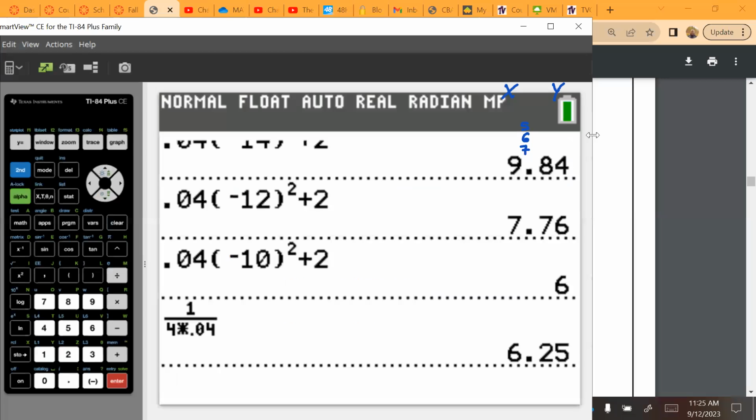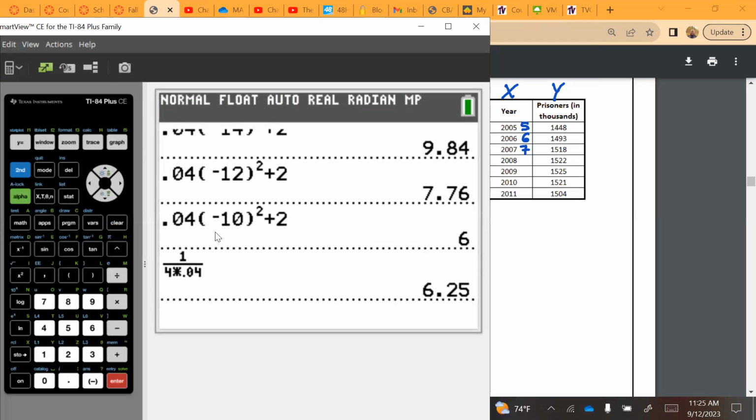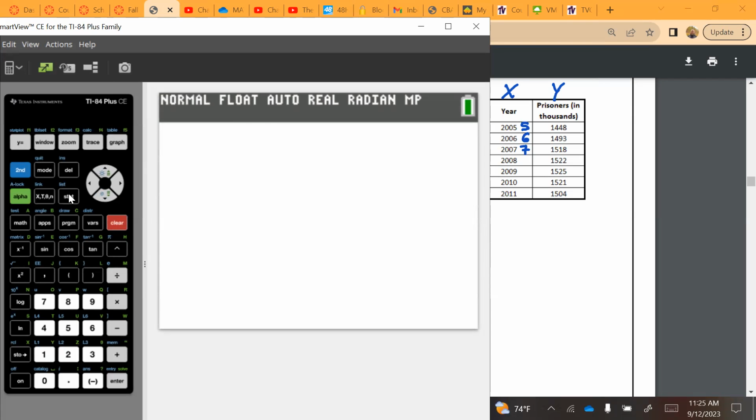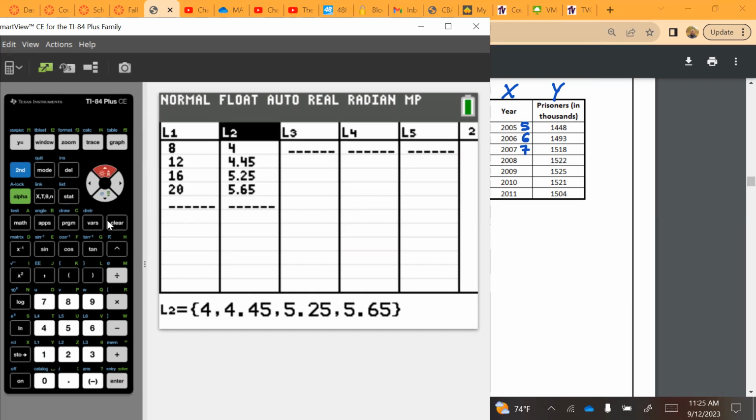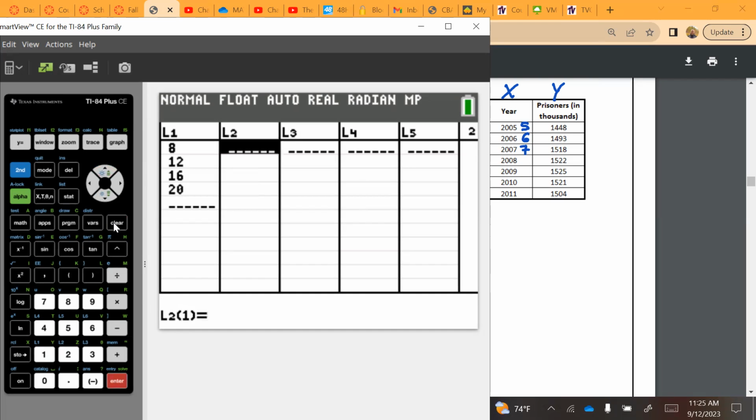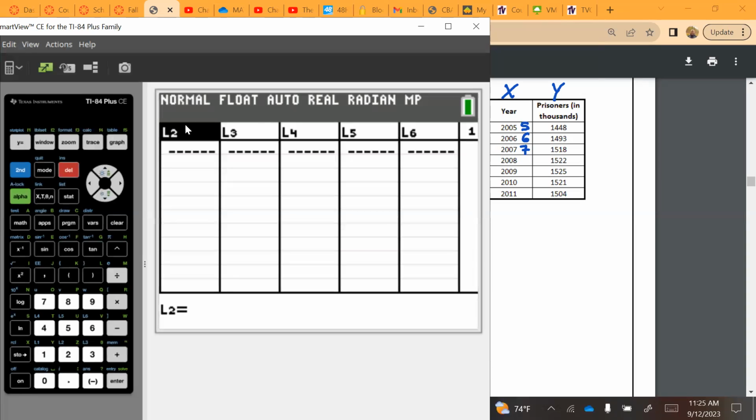I'll go back to stat, enter. And again, if you've got old data, we're going to go up to the name of the list and hit clear, enter. And clear, enter. Now, because there's usually somebody that does this, if you hit delete, notice L1 is totally gone now. And if I hit the left arrow, I don't get to L1. It's gone, wiped clean.